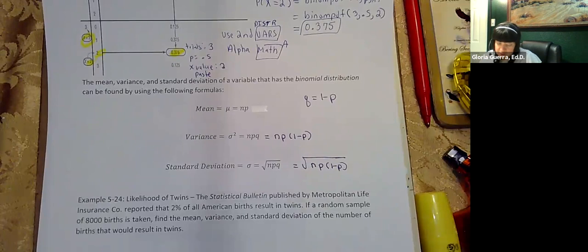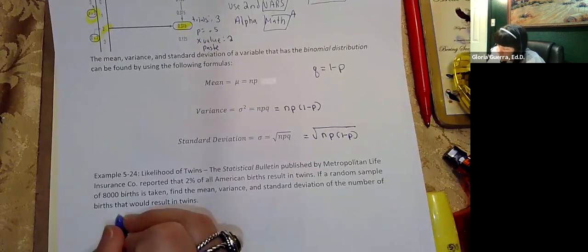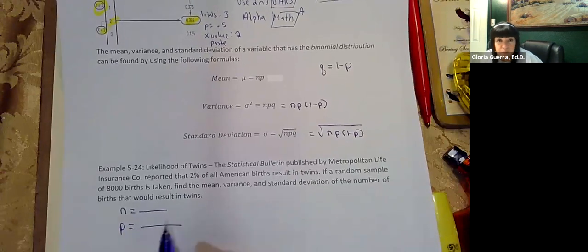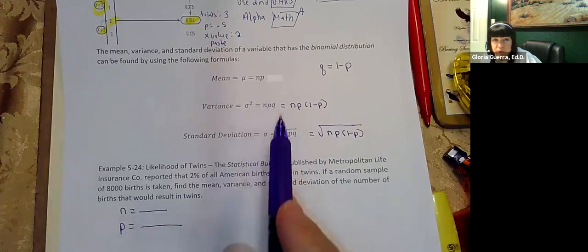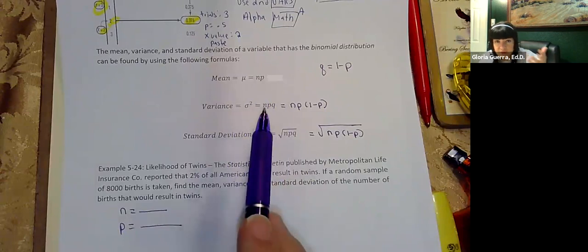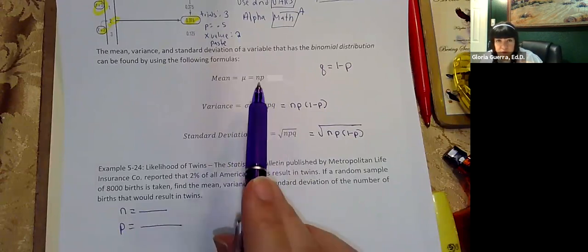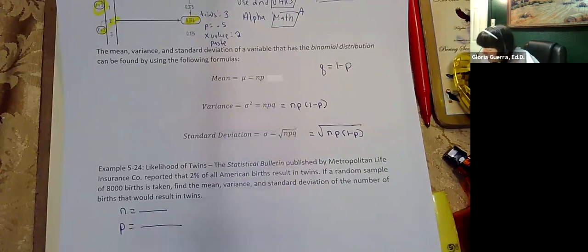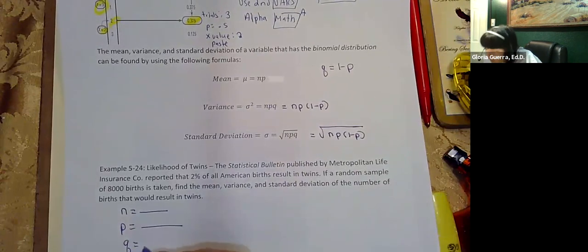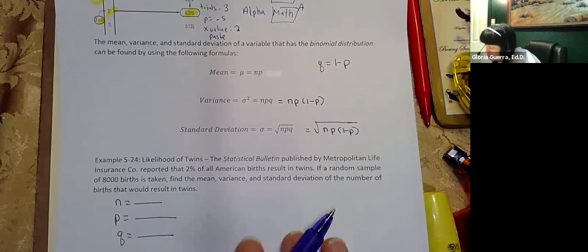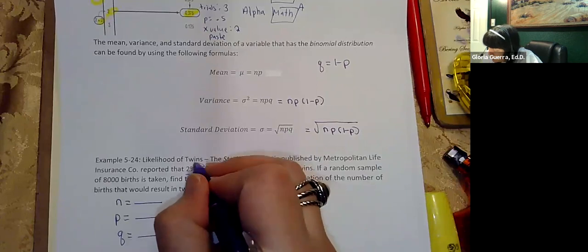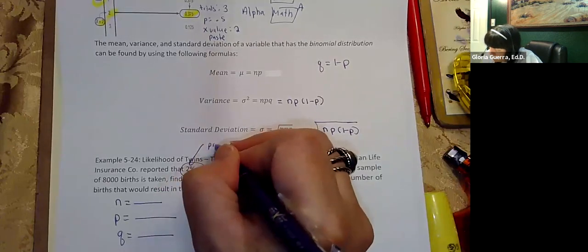twins. Okay, so I'm going to still do N, and I'm still going to do P, but I'm not going to do X here. See, there's no X. We're not finding the probabilities. We're finding mean, variance, and standard deviation. So that's why I'm not going to have the X here. You see in the formulas, there's no X. But I could do Q so that we won't make that mistake. So I could put Q, and P is the percentage. So this is 2%. That's going to be your probability.